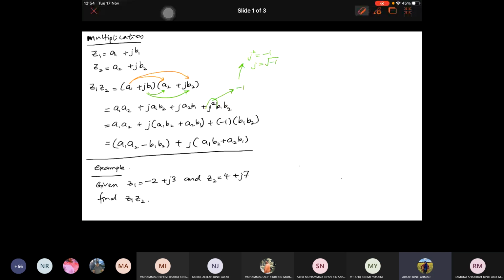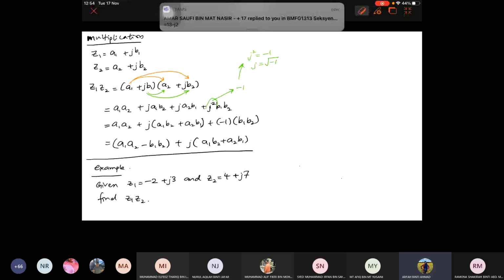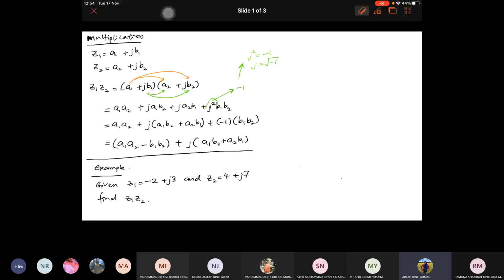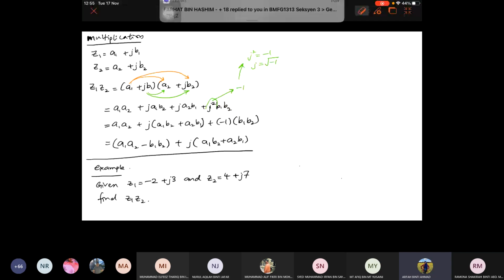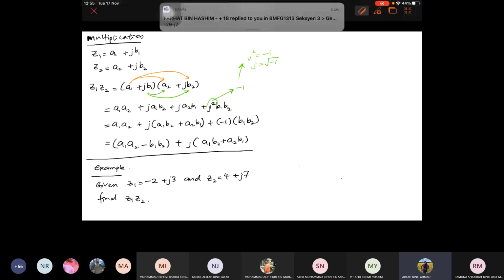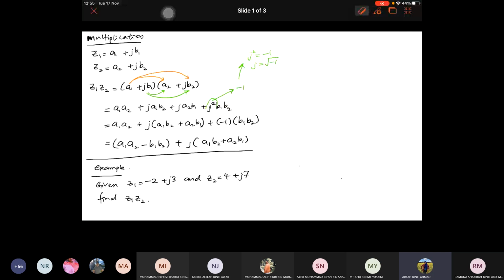Darabkan and then tengok dia punya jawapan. 13 tolak J2. Salah. Salah sikit. Negatif 29 tolak J2. Yes, that one is correct. So congratulations. And nice try tadi siapa?